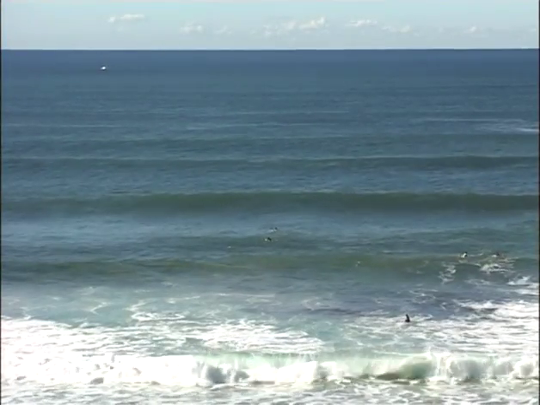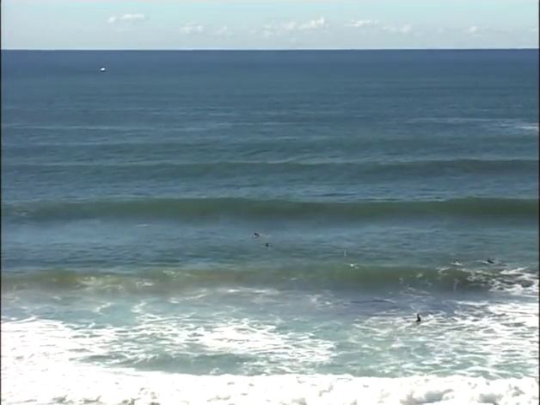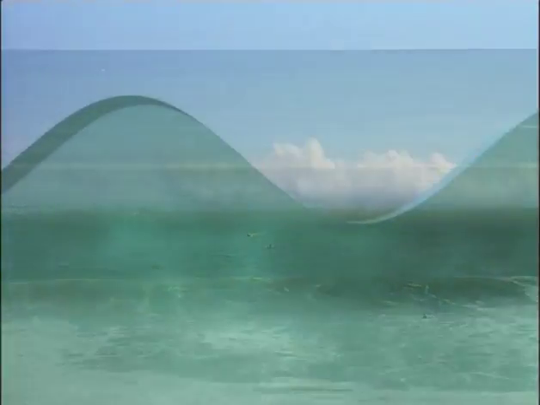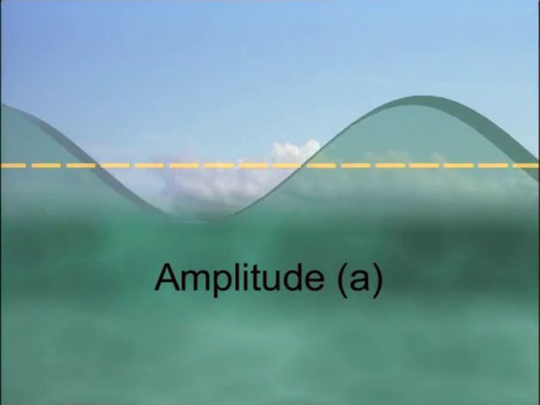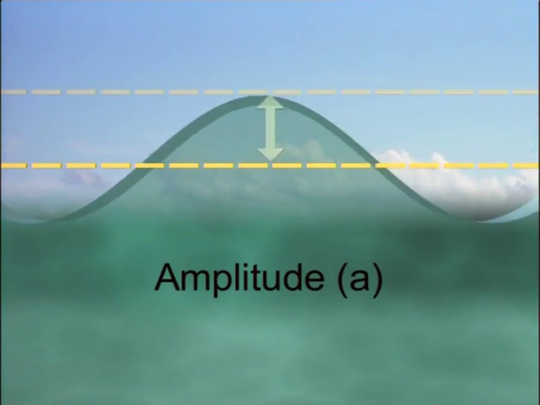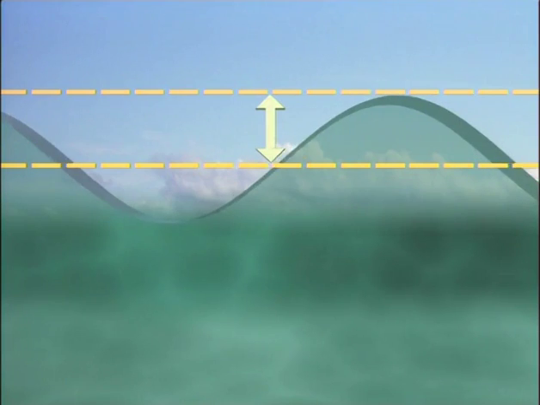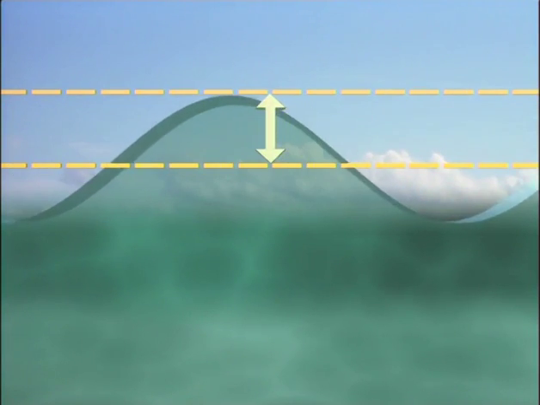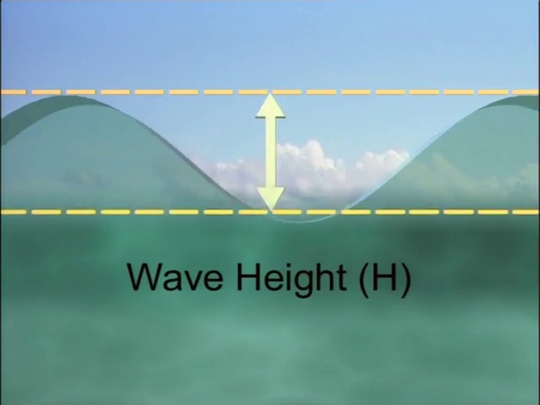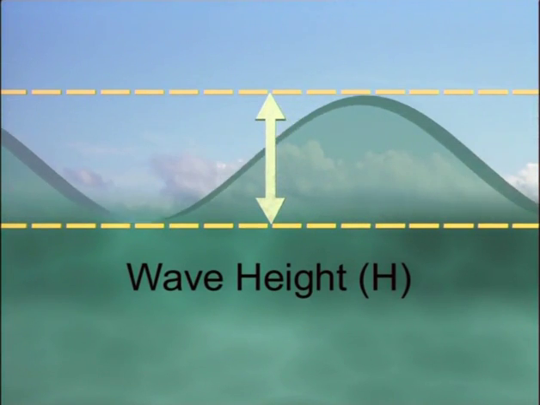The characteristics of a wave can be described in various ways. The amplitude of a wave is the maximum displacement of the wave from the average water level. Wave height is twice the amplitude, or the distance from a wave crest to its adjacent trough.